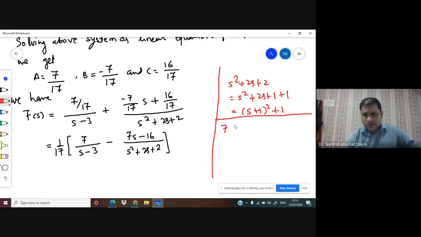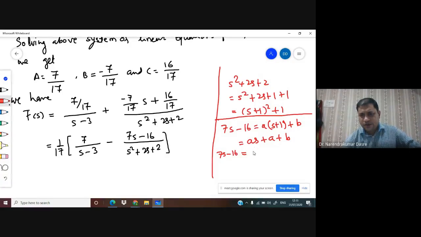And hence this 7s minus 16, we have to express in terms of s plus 1. So I'll write here a(s plus 1) plus b. We have already used capital constants, so I'm using small constants here. So this I can write as as plus a plus b. So it is going to be 7s minus 16 equals as plus a plus b.